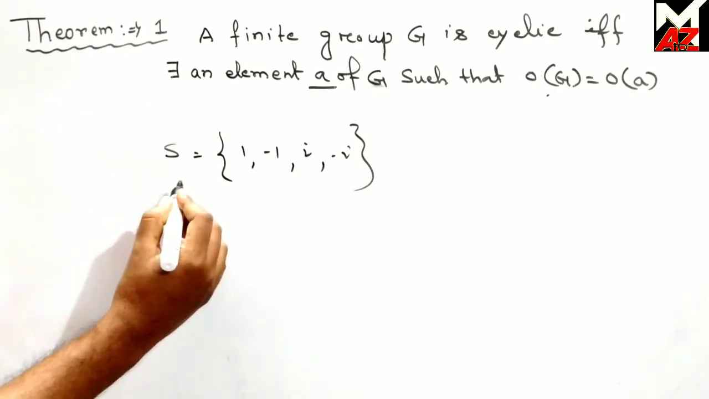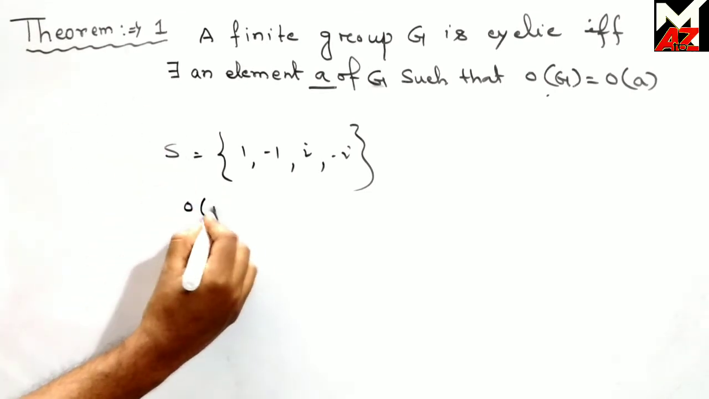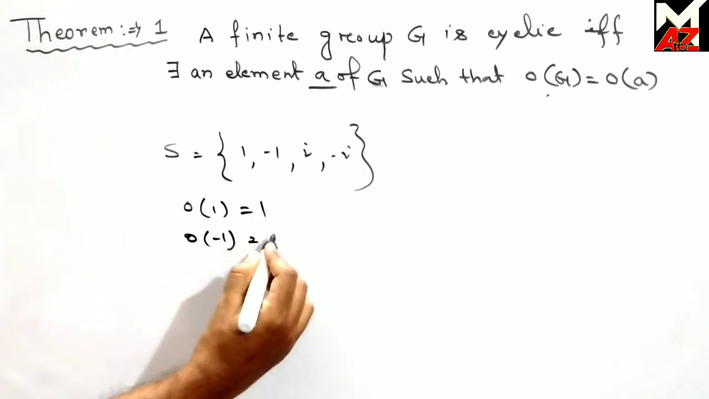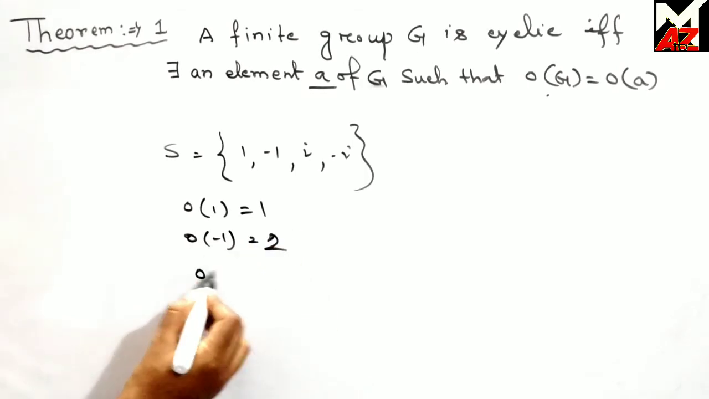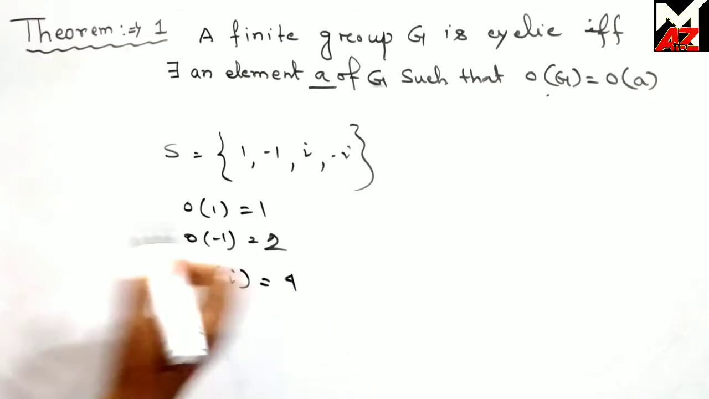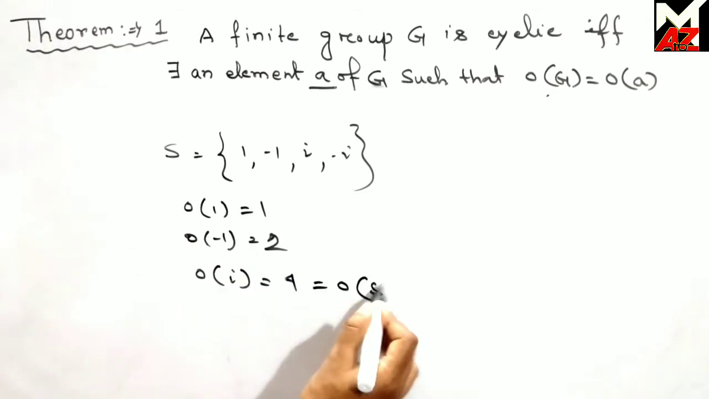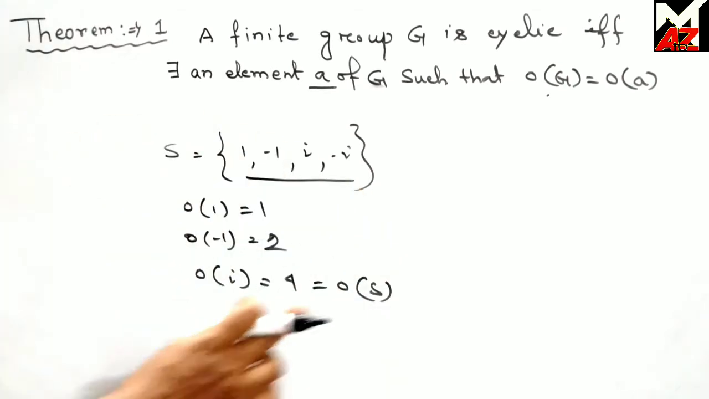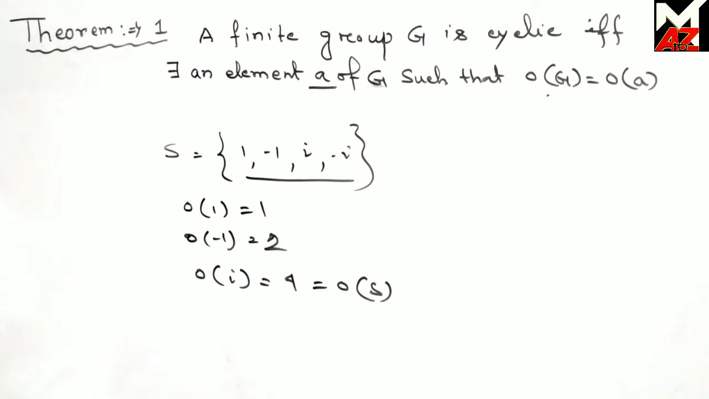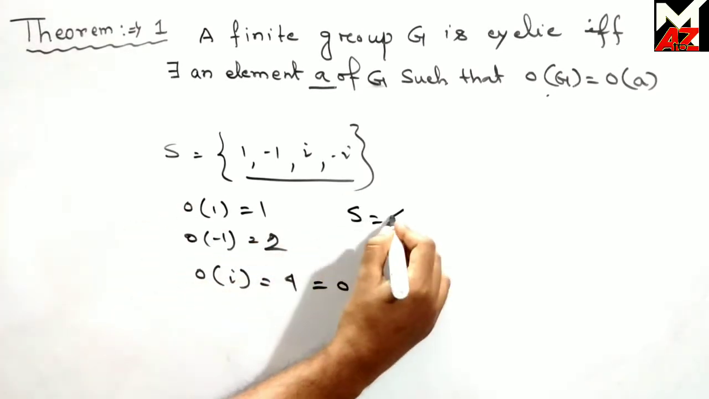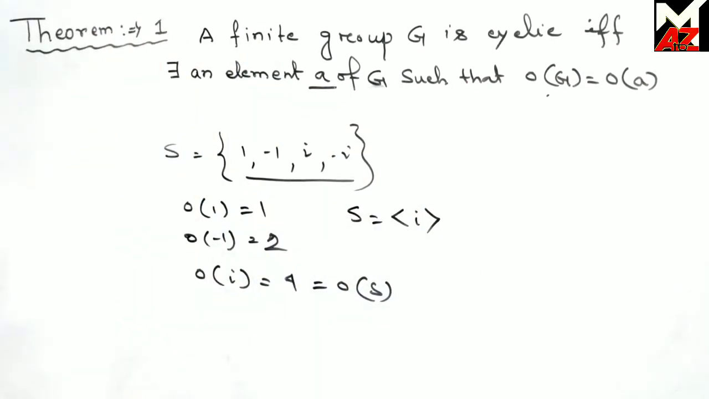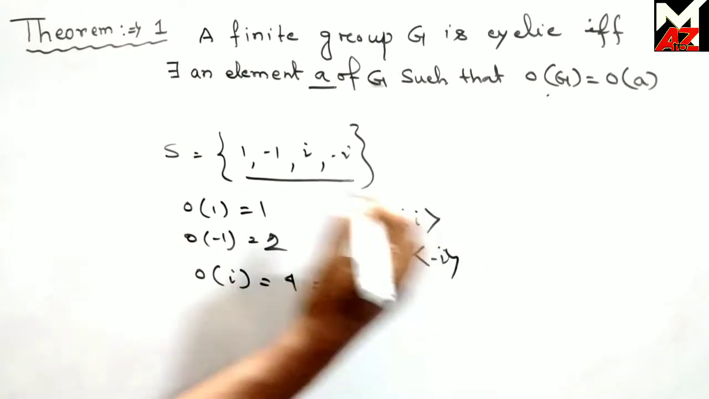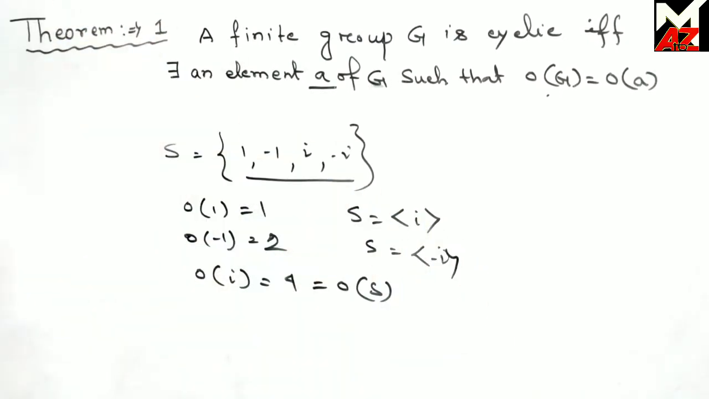Here we see that order of 1 is equal to 1, this is the identity element. Order of minus 1 is equal to 2. Order of i is equal to 4, and this is the order of S. So we say that this must be cyclic because order of S is equal to order of i, and also we can write S is equal to the cyclic group generated by i. Similarly, we can write S is generated by minus i.